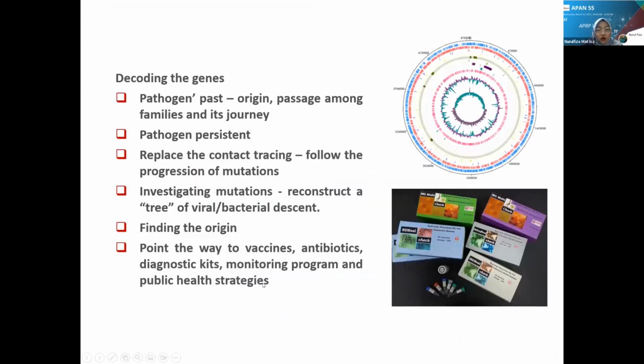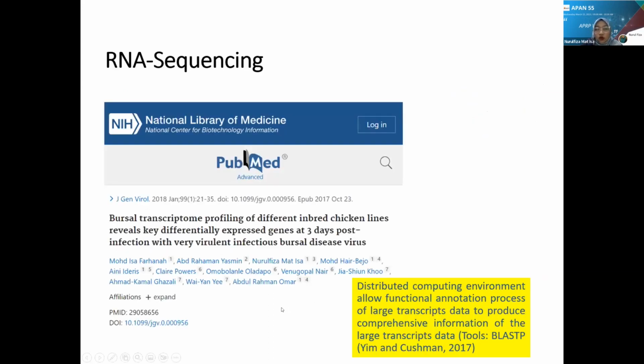So the message I want to convey is that by decoding the genes, we can actually investigate the pathogen's past, the origin, and the passage among farms, and also the journey, and how the pathogen persists, how long it persists, I mean in the samples and also in the host. And also we can investigate the mutation and reconstruct a tree of the viral or bacterial descendants. And all this information will point the way to vaccines, antibiotics, diagnostic kits, and also monitoring programs and public health strategy. So next, we move to RNA sequencing.